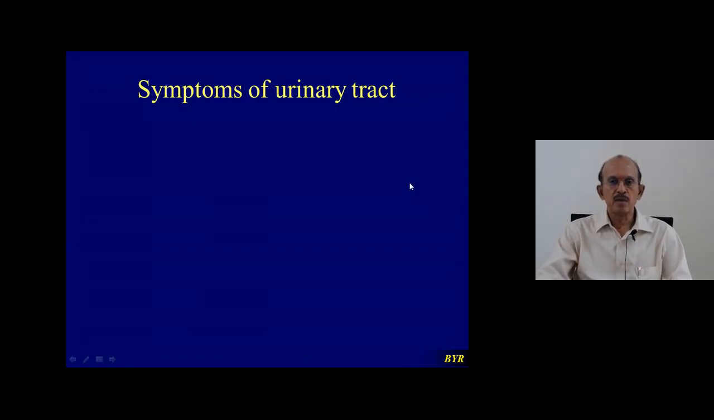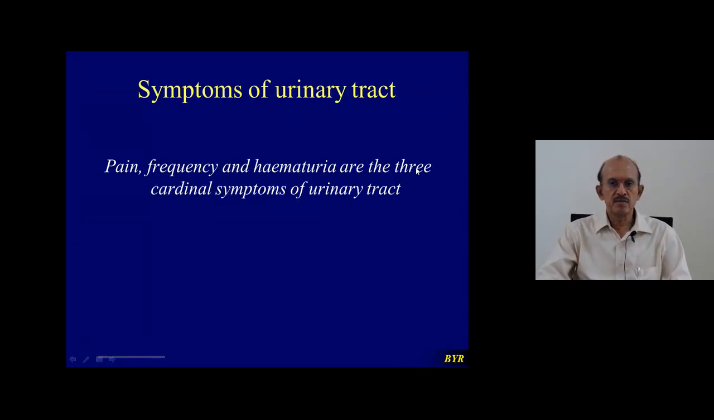First of all, let us study the symptoms of the urinary tract. Pain, frequency, and hematuria are the three cardinal symptoms of the urinary tract. Apart from these, there are many other symptoms. So before we go to the discussion of the various diseases of the urinary tract, let us study the symptomatology, how they manifest, and how to interpret these symptoms in urinary organ diseases.